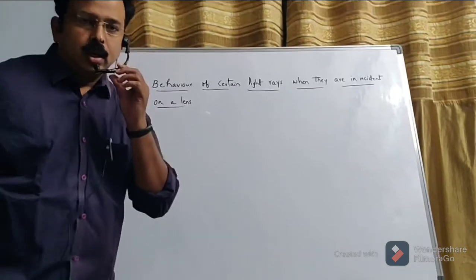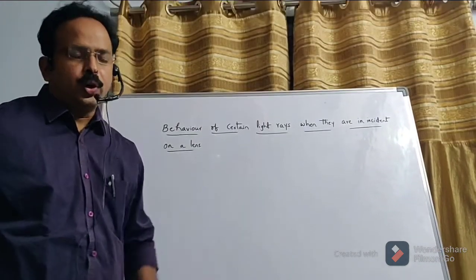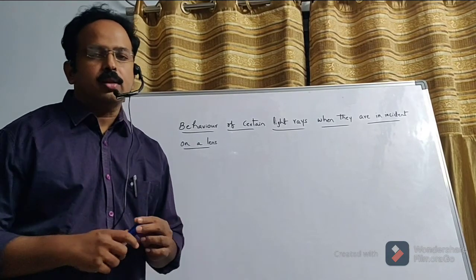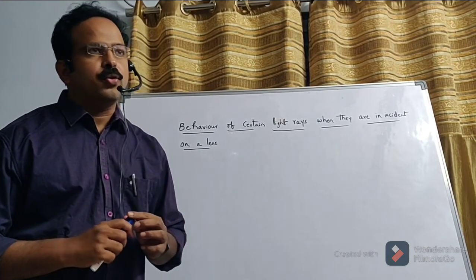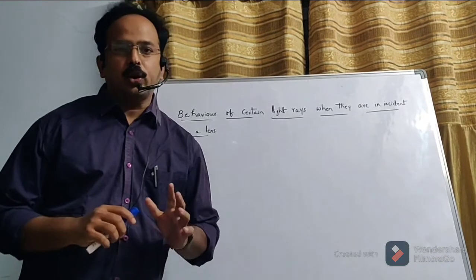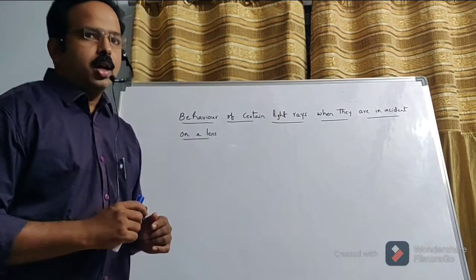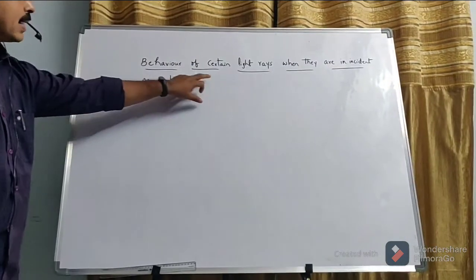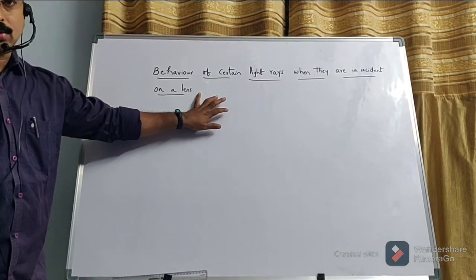Dear children, in yesterday's class we discussed how to find the focal length of the lens. What do we mean by the focal length of the lens? We discussed the convex lens and the concave lens. Now we discuss the behavior of certain light rays when they are incident on a lens.